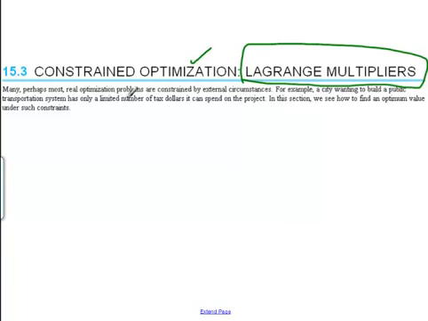Why do we want to solve optimization problems? Well, typically there are circumstances where there is some external circumstance that needs to be met. For example, a city wanting to build a public transportation system, and it only has a limited number of tax dollars that it can spend on the project. So given the number of tax dollars that it can spend, we want to figure out what's the best way to have a transportation system. So what we want to do is optimize some value under certain constraints.